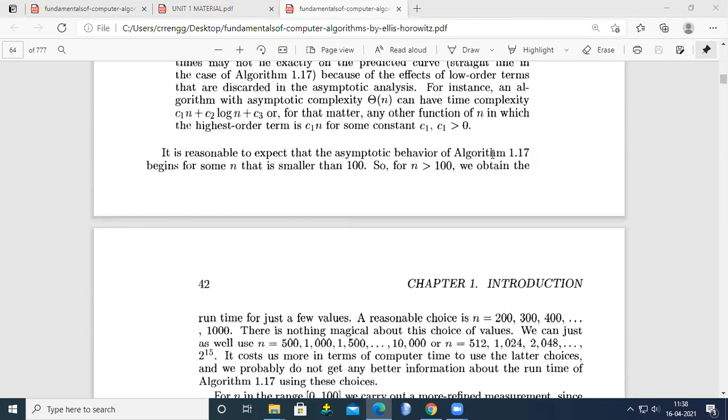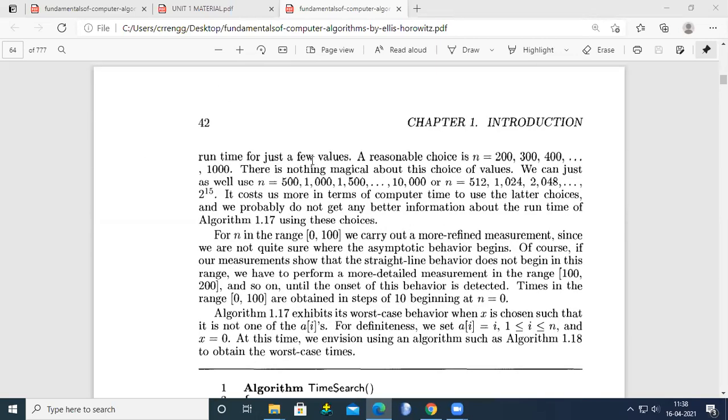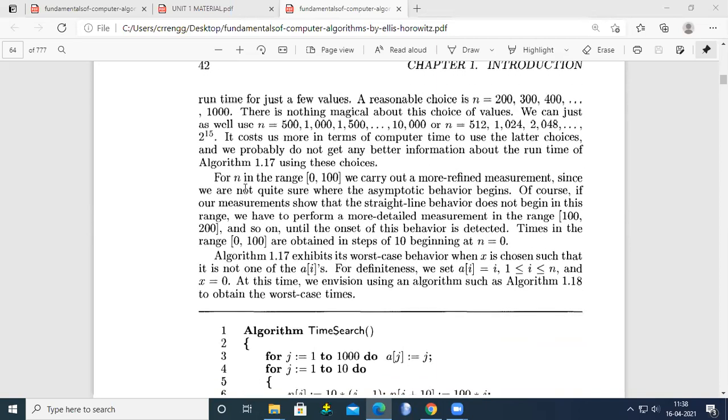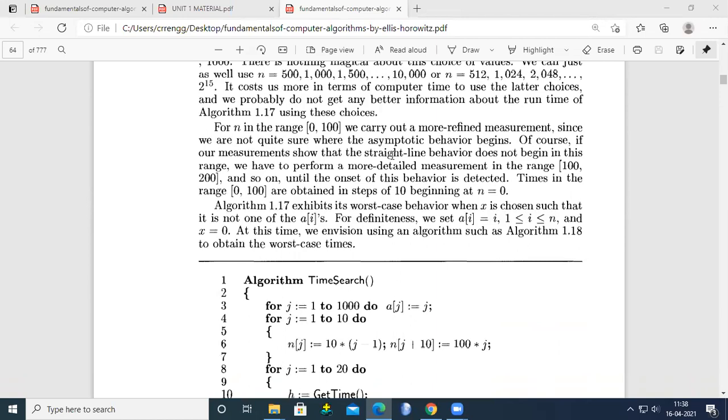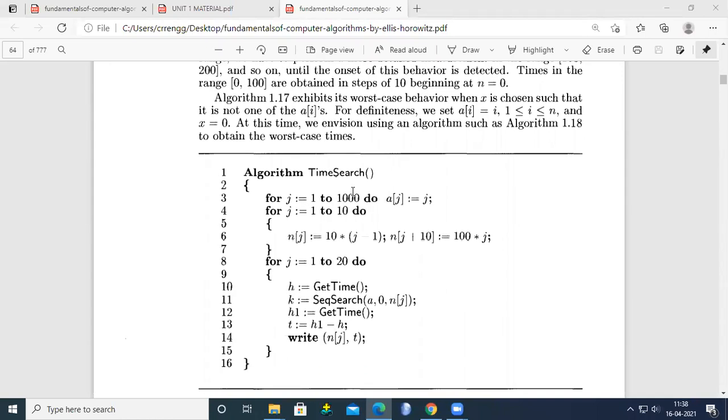So, asymptotic behavior of algorithms. Consider some n that is smaller than 100. For n greater than 100, if the input size is greater than 100, we obtain the runtime for just a few values. A reasonable choice is n equal to 200, 300, 400, up to 1000. When you are increasing the size of n, the time taken by the algorithm becomes very high. This is the important point we need to consider.